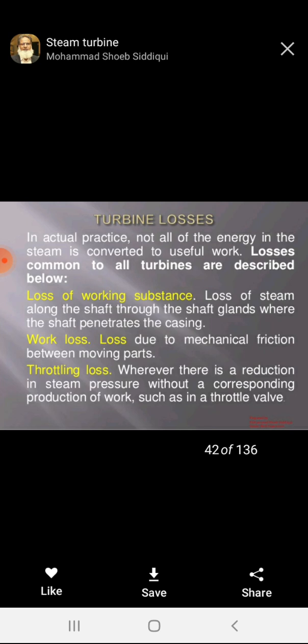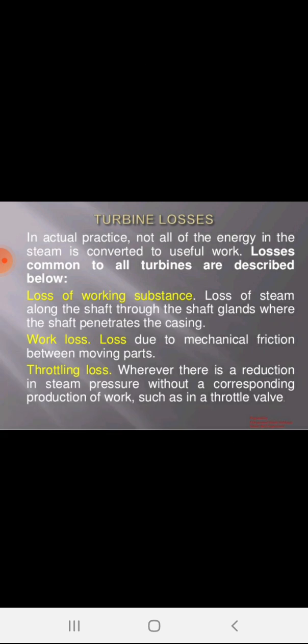Turbine losses. In actual practice, not all of the energy in the steam is converted to useful work. Losses common to all turbines are as follows. Loss of the working substance: steam leaks along the shaft through the shaft glands where the shaft penetrates the casing. Mechanical losses: work lost due to the mechanical friction between the moving parts. Throttling losses: wherever there is a reduction of the steam pressure without a corresponding production of work, such as at the throttle valve.